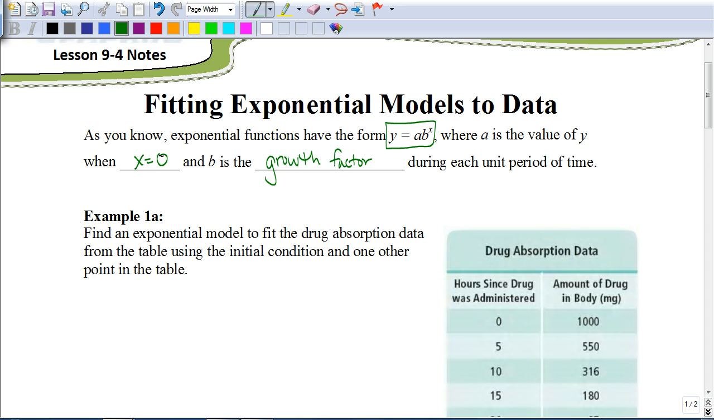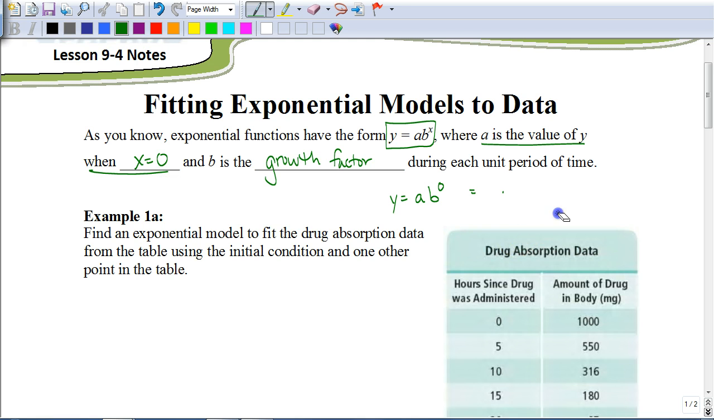Well, let's think about why that is. To find out what a is, if x was 0, we would have b to the 0 power. And remember from chapter 1, the 0 exponent theorem tells you anything raised to the 0 power is 1. So this would mean that we would have a times 1, or a. So when x equals 0, y equals a. That's what they're getting at from this sentence.